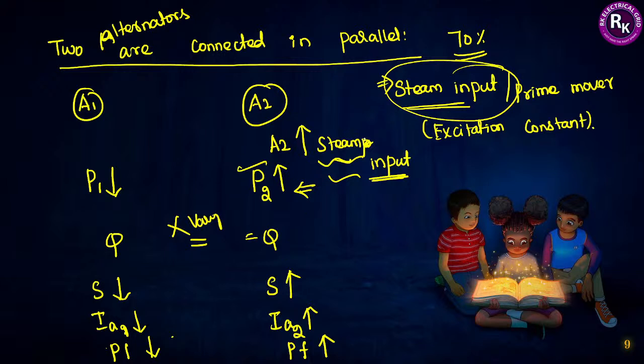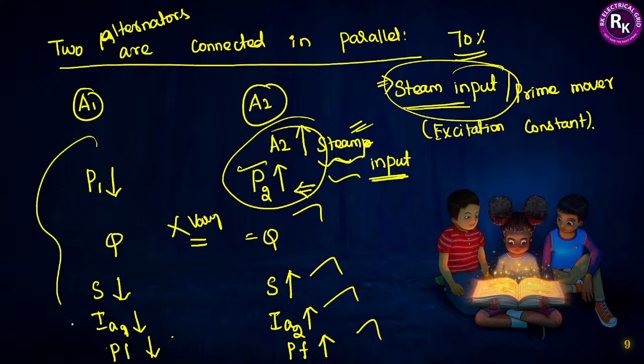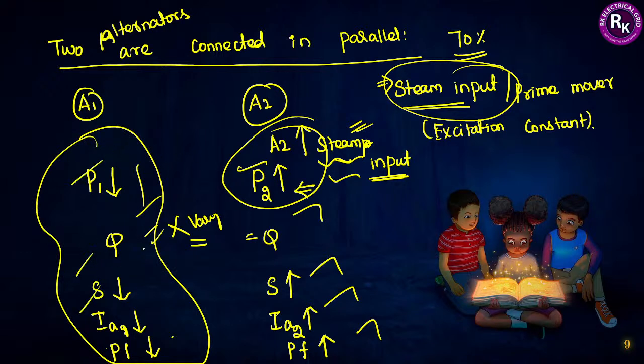Overall, whenever you increase the steam input of any one alternator during parallel operation, the change will be reflected in the real power, apparent power, armature current, and power factor. All these quantities will increase for the alternator where you are increasing the steam input, whereas for the other alternator connected in parallel, all the parameters will decrease. Real power will decrease, apparent power will decrease, armature current will decrease, and at the same time power factor will also decrease.